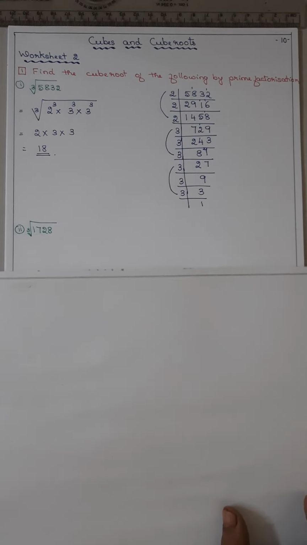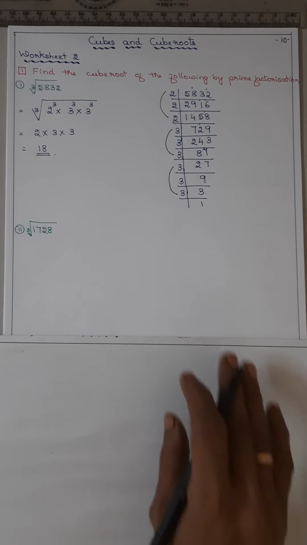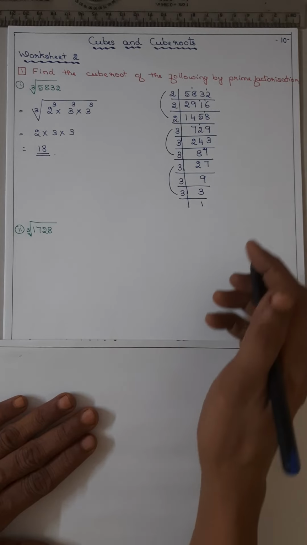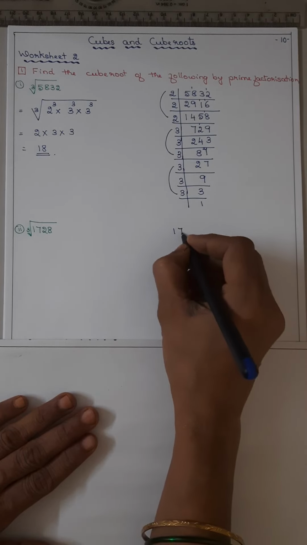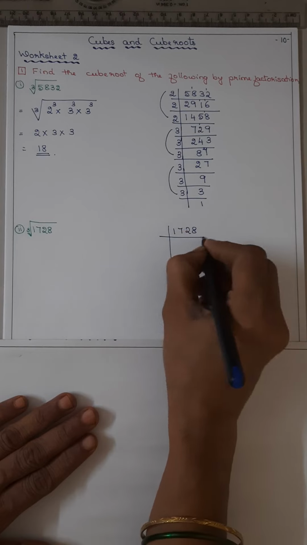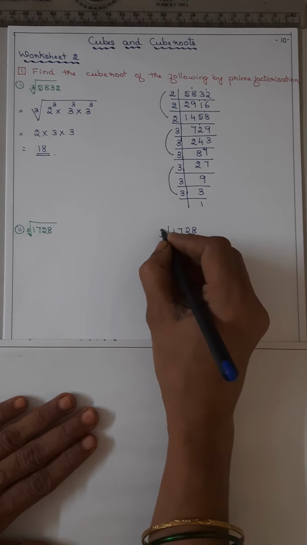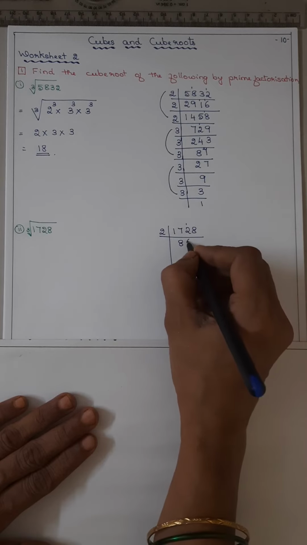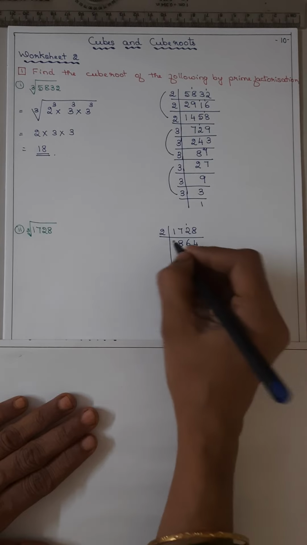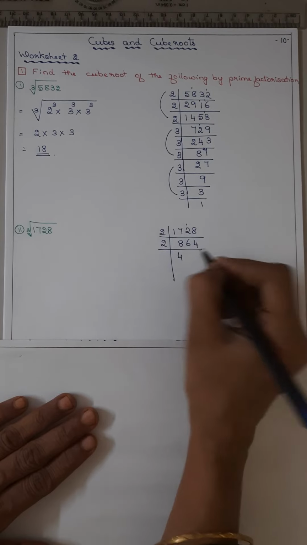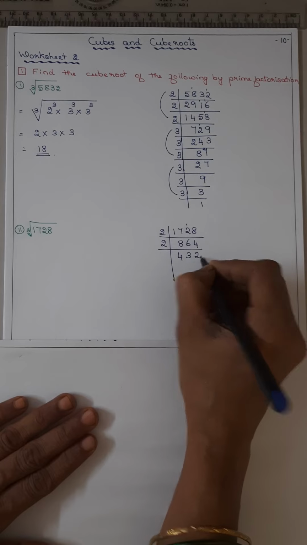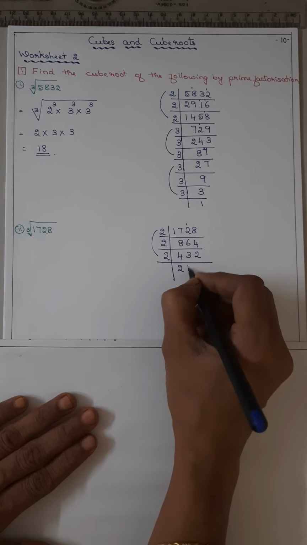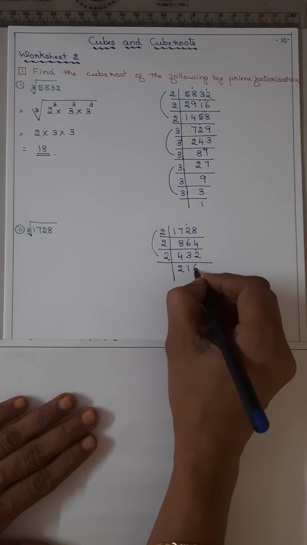Now coming to the cube root of 1728. Start with 2. 2 8s are 16, 1 remains, 2 6s are 12, 2 4s are 8. 2 4s are 8, 2 3s are 6, 2 2s are 4. Again 2 2s are 4, 2 1s are 2, 1 remains, 2 6s are 12.